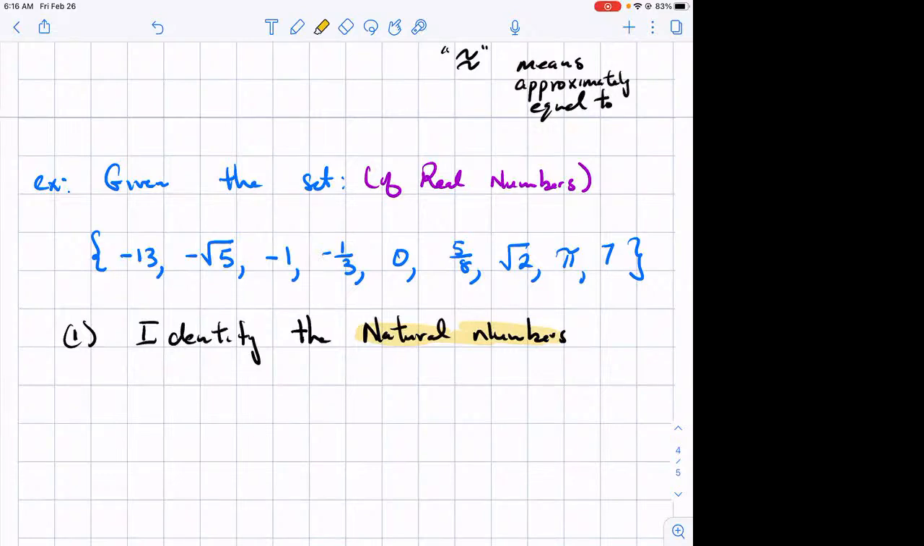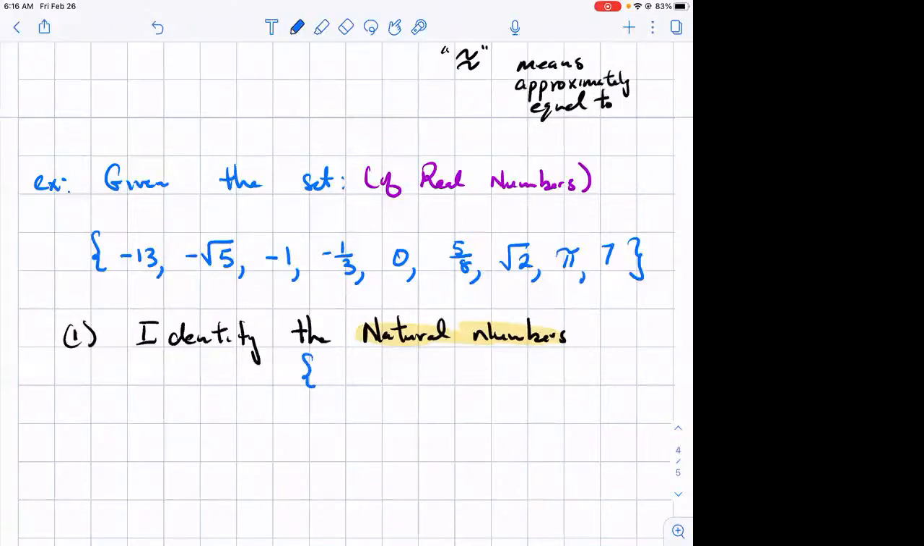No one will tell you to start counting 0, 1, 2, because when we count, we start from 1. So natural numbers are 1, 2, 3, 4, 5, 6, 7, and so forth. When we ask for natural numbers, they are positive whole numbers, and we will write them as a set.